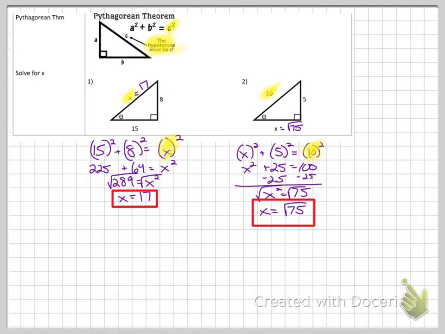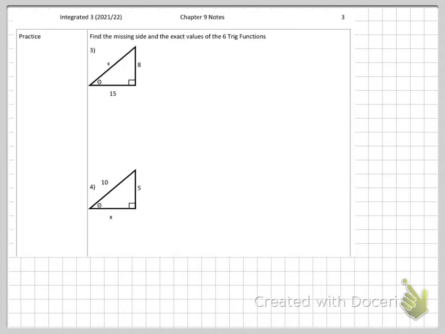Okay, on the next section, we're actually going to use these same triangles again. So remember what we got. We already found the missing side. This side was 17. We just did that math on the other page. And this side was root 75. The whole reason to do that is to find the exact values of the 6 trig functions.